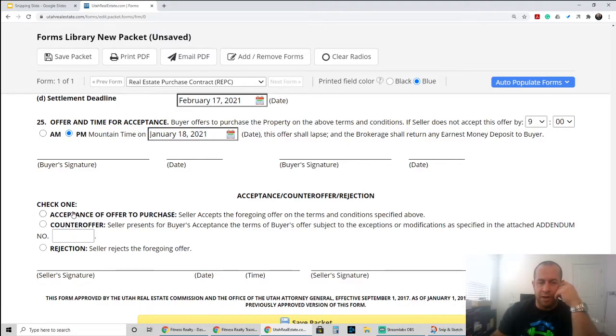All right, and then the very end, acceptance, counteroffer, rejection. If you're going to counter, make sure every line that says counter is countered in the correct way. Also, likewise, if you're going to accept, make sure every acceptance line is signed the same way as well.